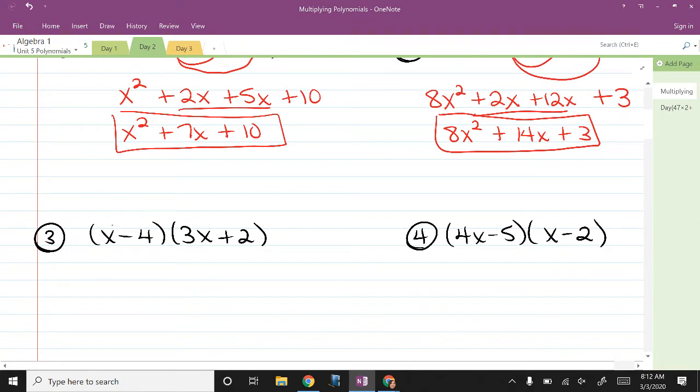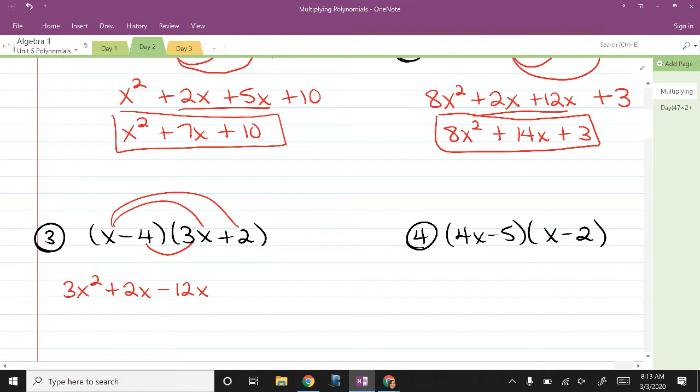X times 3x. And y'all don't have to draw the little rainbows if you can do without. I'm just going to do it for one more example. What's x times 3x? 3x squared. And then we multiply x times 2, which is 2x. And then we do the inside terms. What's negative 4? That's not just 4, it's negative 4. Negative 4 times 3x is what?